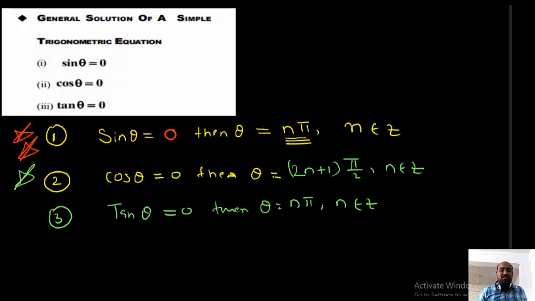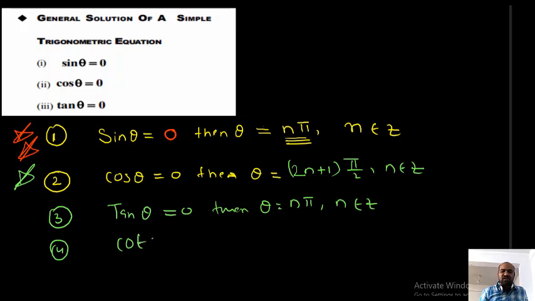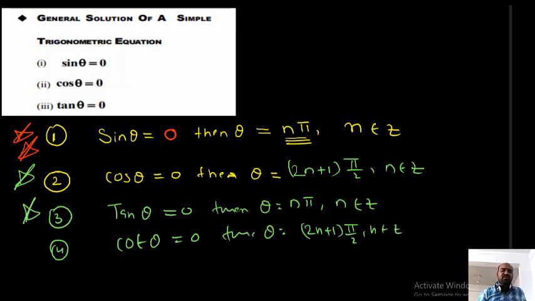Cos theta equal 0, what is theta? (2n plus 1) into pi by 2, n belongs to Z. Tan theta equal 0, what is theta? n pi where n belongs to Z. Cot theta equal 0, what is theta? You can write it, that is not a big problem. Cot theta, sorry, not cos, cot theta equal to 0. Then theta is the same: cos theta by sin theta, so cos theta must be 0. Cos theta 0 means theta should have the form (2n plus 1) into pi by 2 where n belongs to Z. Very, very important. These first three you should remember. Without this I can't find the general solutions.